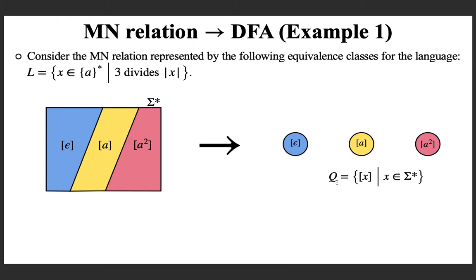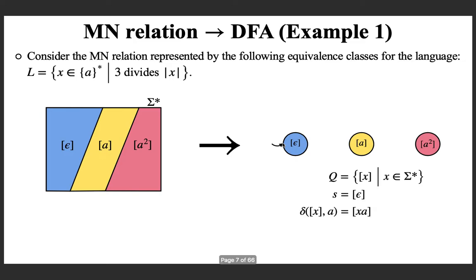So what is the state set of the required DFA? It is the set of all equivalence classes of the MN relation. Now the start state is one of the states, right? It is nothing but the state corresponding to the equivalence class for epsilon. Whatever be the equivalence class for the null string, that equivalence class is a state, and that is the initial state.